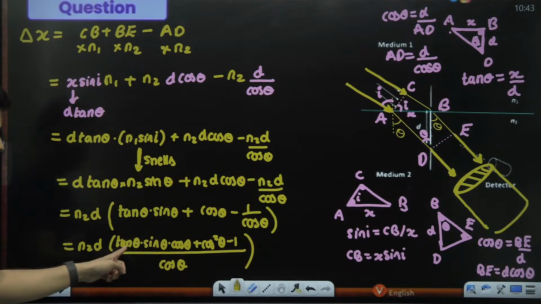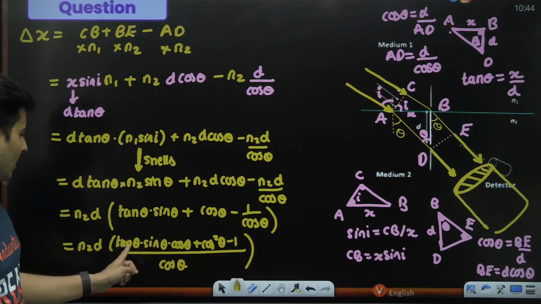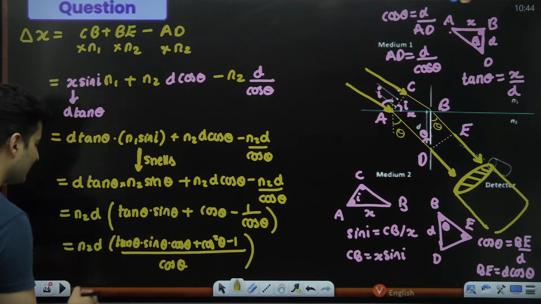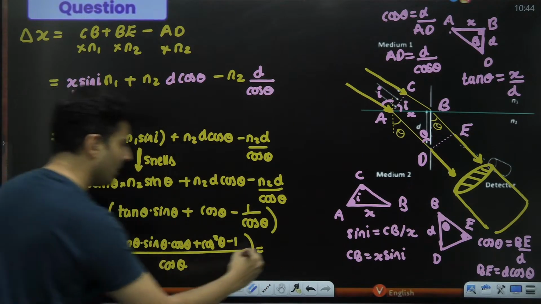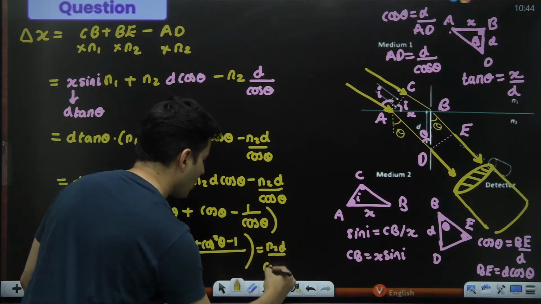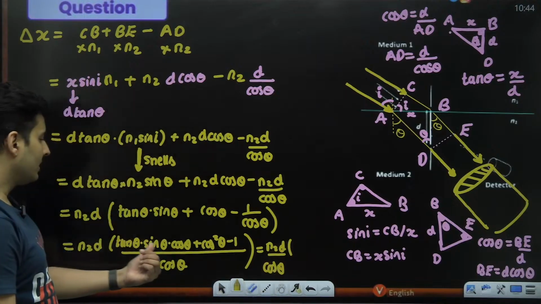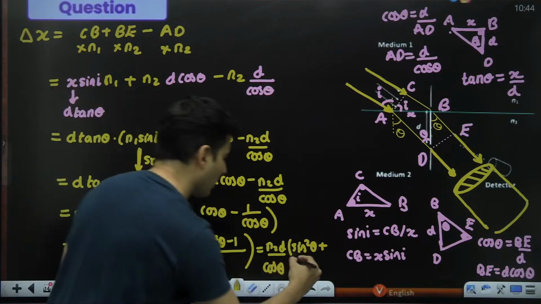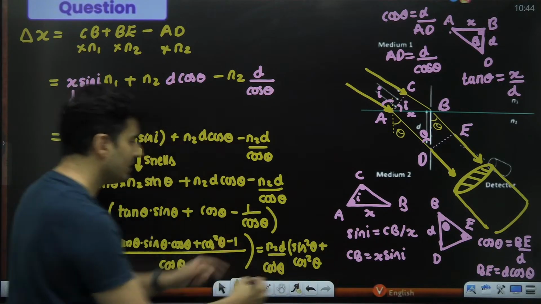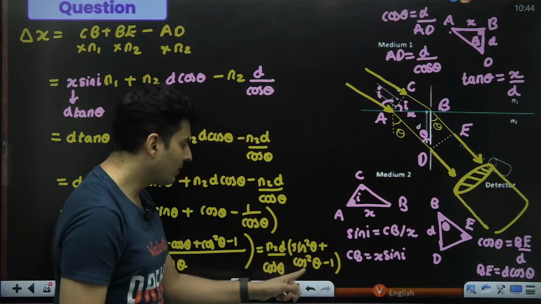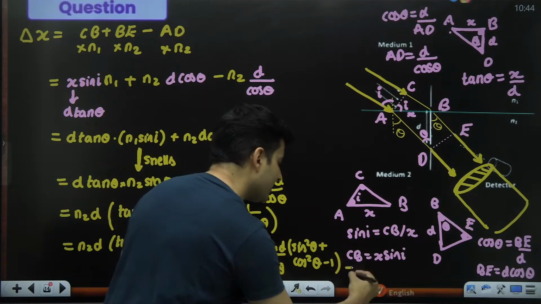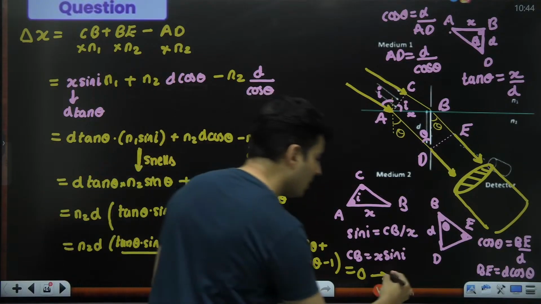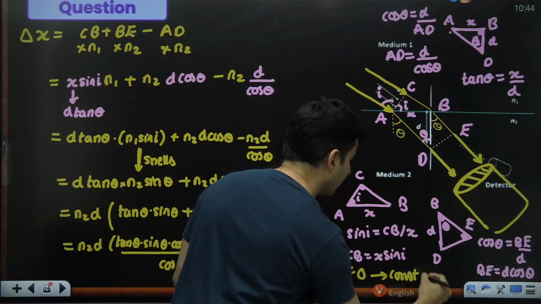Now what is this going to be? Tan theta into sine theta into cos theta: tan is sine by cos, cos will cancel, so this becomes sine square theta. So this becomes n2 d by cos theta times sine square theta plus cos square theta minus 1. Sine square plus cos square is 1, so 1 minus 1 is 0. That just means the path difference, no matter what you do, is 0, so it is definitely going to be constructive interference.